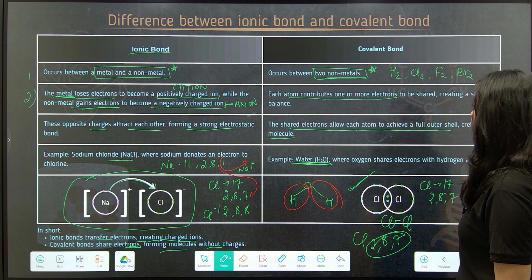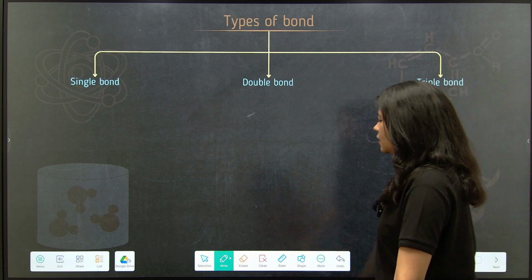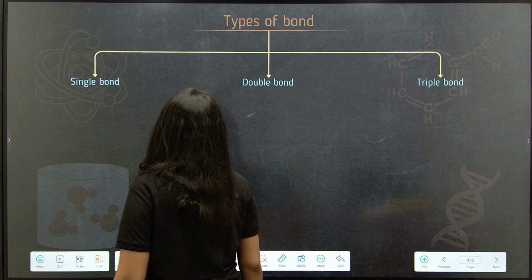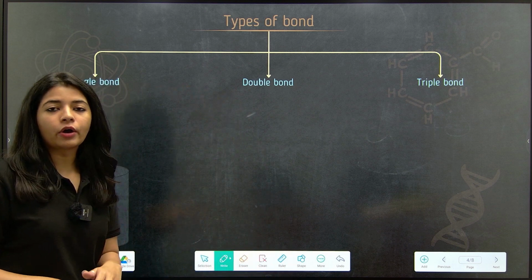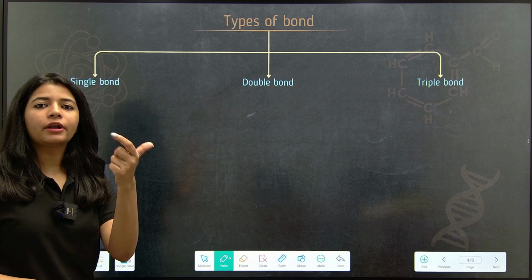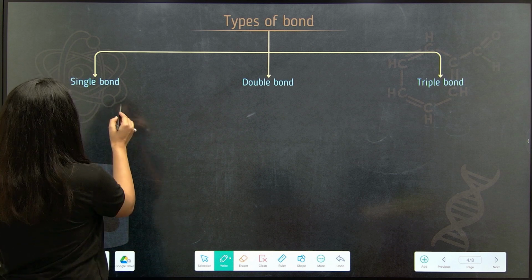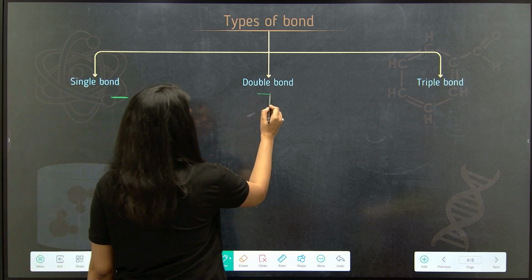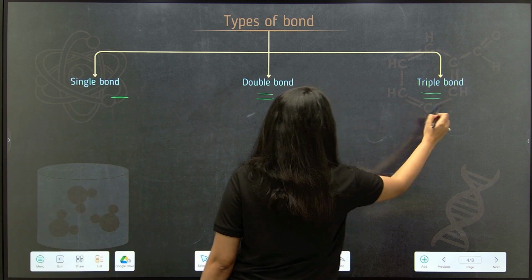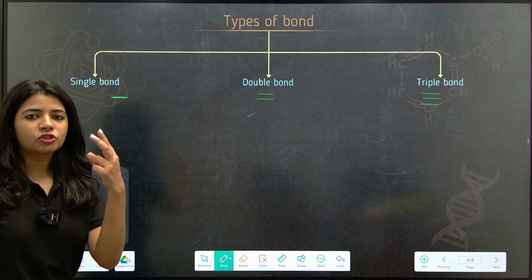Now let's move on to the next part of this chapter. Very important, types of bond. Okay, so there are three types of bond: single bond, double bond, and triple bond. Single bond is represented like this, double like this, and triple like this. Each bond is comprised of 2 electrons.